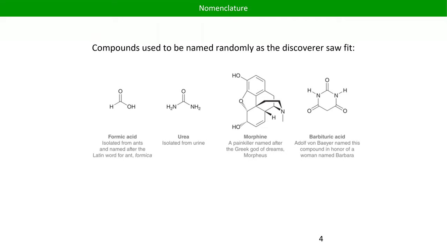Moving past formic acid, urea was the birth of organic chemistry, right? Because they isolated it from urine, but then they accidentally synthesized it in the lab. They were trying to make a different isothiocyanate compound by heating certain cyanate molecules, and they accidentally made urea synthetically. But because it was first isolated from urine, they called it urea. There's no reason why this molecule should be called urea other than it came from urine.